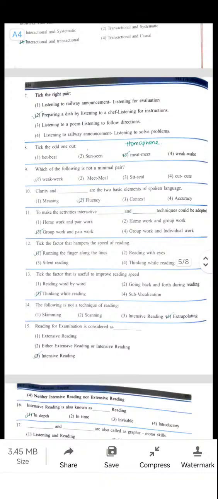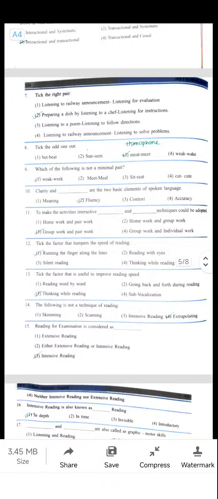Next, 13, tick the factors that are useful for improving reading speed. Thinking while reading can improve reading speed. The other answers are wrong. And 14, the following is not a technique of reading. Which one is not a technique of reading? We already discussed that skimming and scanning, intensive reading and extensive reading are the techniques of reading. Here the one that is not a technique of reading is extrapolating, because extrapolating is not a reading technique.